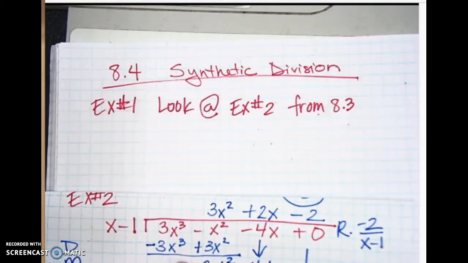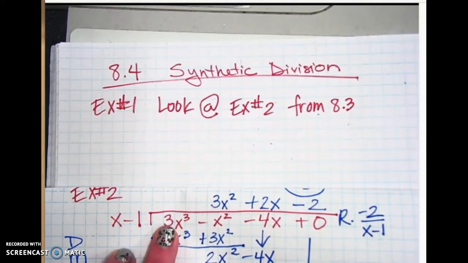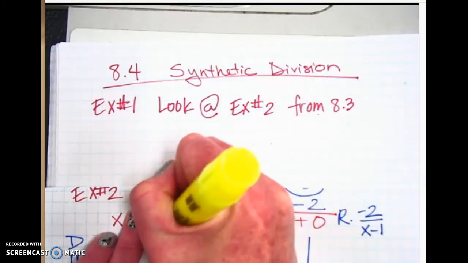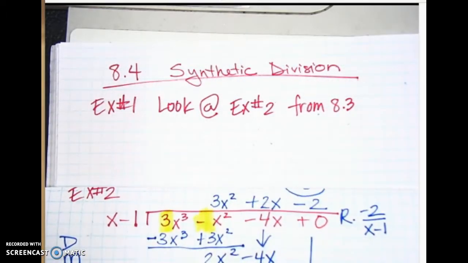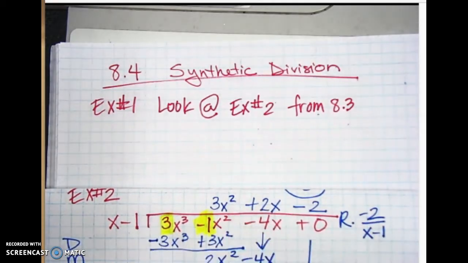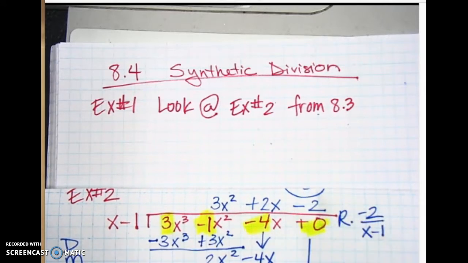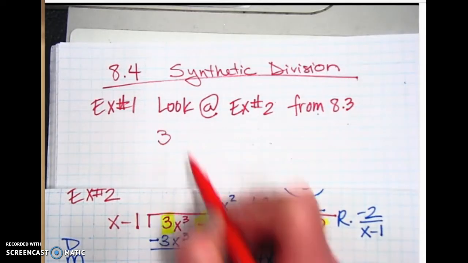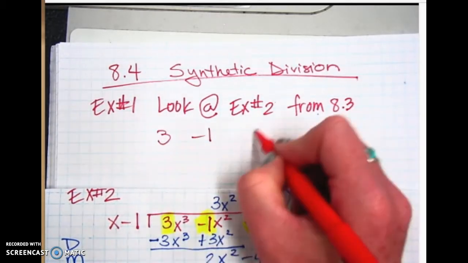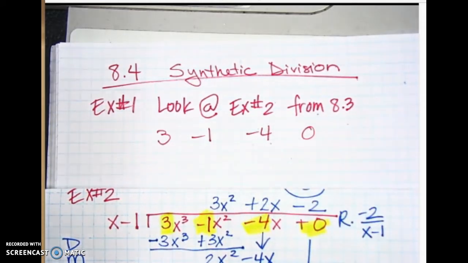You're going to take the coefficients of each of these terms that are underneath. So we've got a 3 here. Right here we've got a -1. So if it helps you, write a 1 there. Then we've got a -4 and a 0. So those are the 4 numbers we're going to start with. You're just going to write 3, -1, -4, and 0. Okay? Any term that had been missing, make sure you fill in a 0 for it.